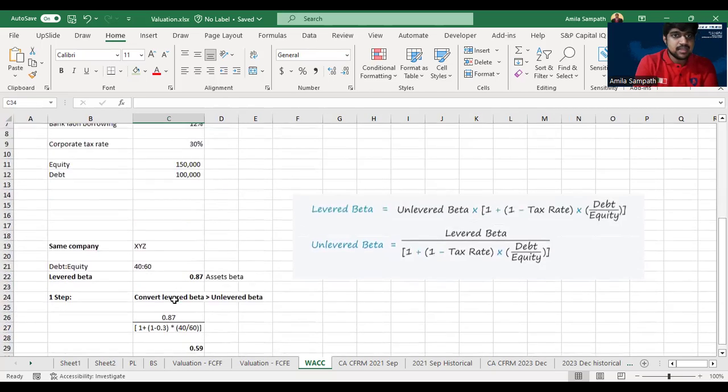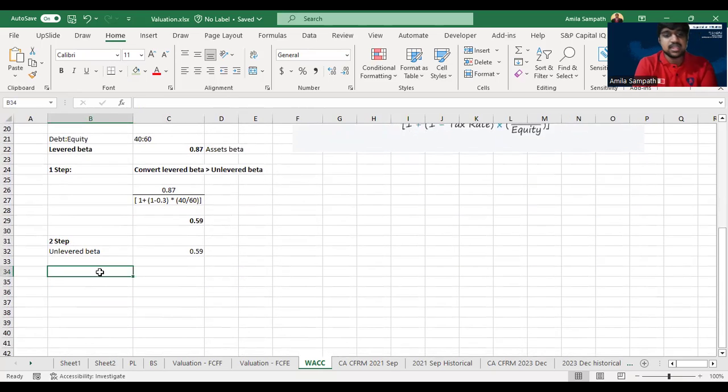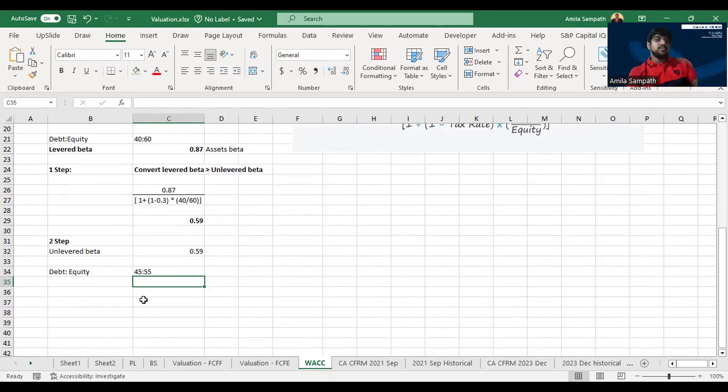Here, for my calculation purposes, let's assume our company's debt to equity ratio is 45 to 55. That means 45% from debt and 55% from equity. We finance 45% from debt and 55% from equity.